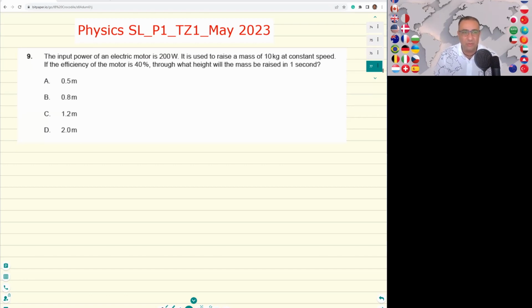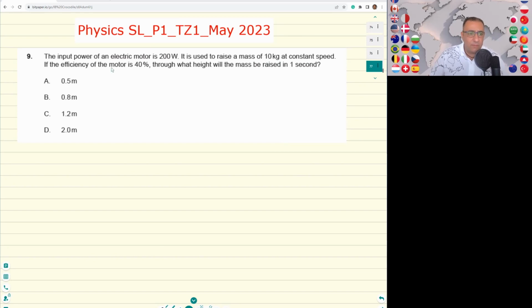So today I'm going to go through number 9, physics standard level paper 1, time zone 1, May 2023. So let's have a look. The input power of an electric motor is 200 watts. It is used to raise a mass of 10 kilograms at constant speed. If the efficiency of the motor is 40%, through what height will the mass be raised in 1 second?